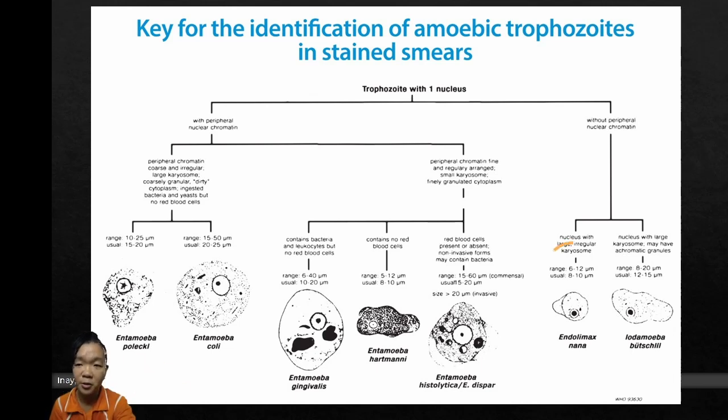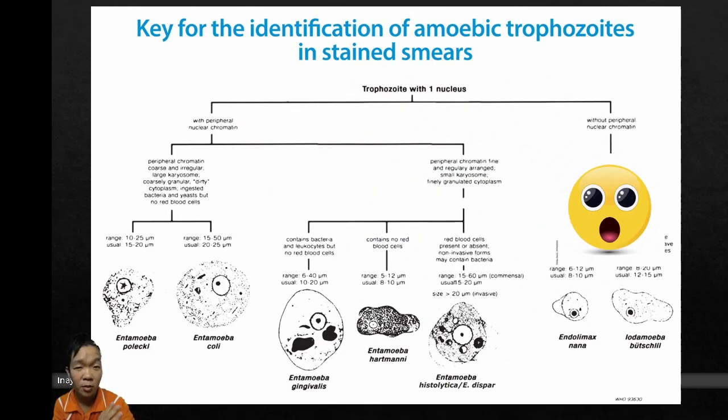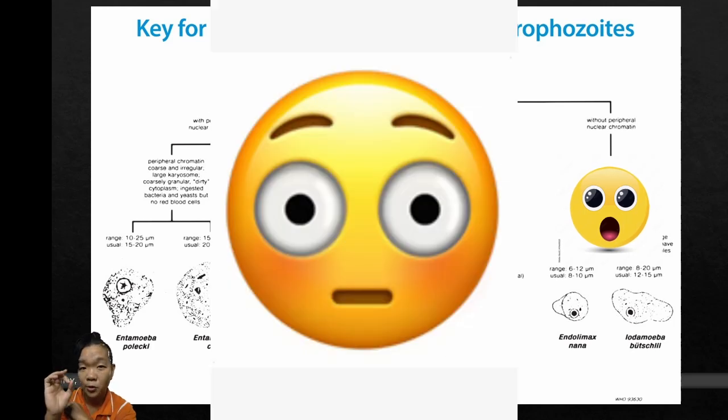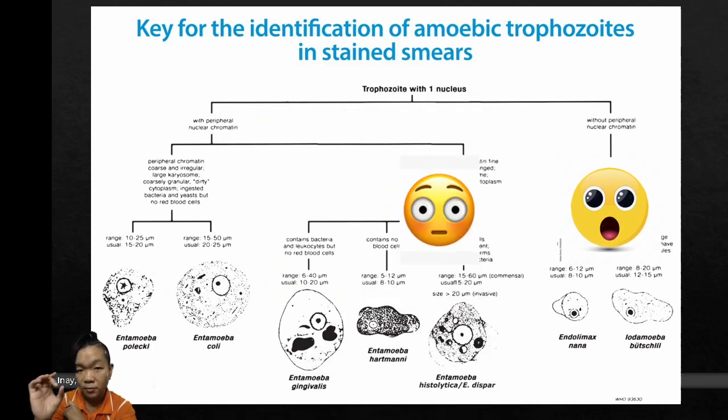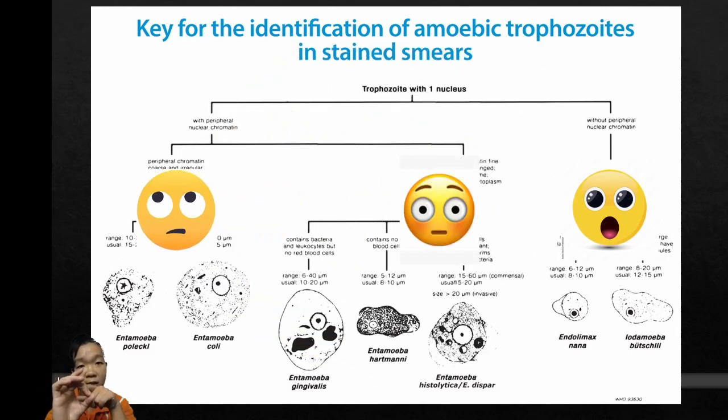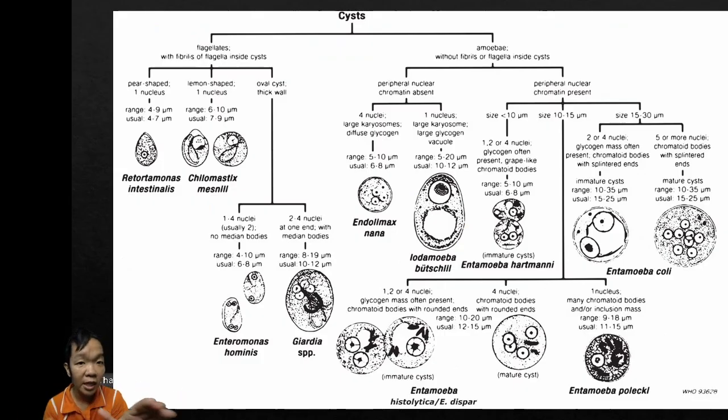Siyempre, pag tinignan nyo, size-wise, Endolimax nana is the smallest. For Iodamoeba, it's more of malaki yung karyosome niya relative to the nucleus. Si Endolimax, ganun din. They look like googly eyes. For the Entamoeba group, so Entamoeba histolytica, maliit lang yung nucleolus niya pero central. Si Entamoeba coli, maliit din yung nucleolus pero medyo offset. Hindi siya gitnang-gitna ng nucleus. Yun yung description na eccentric nucleolus. If you're observing multiple nuclei, most likely you are looking at a cyst stage.